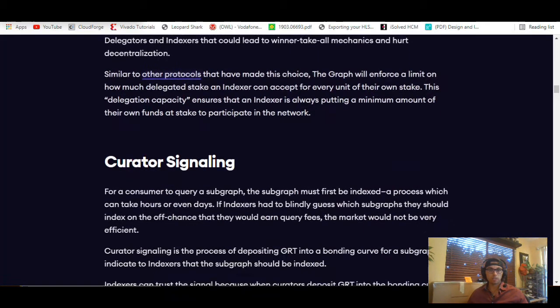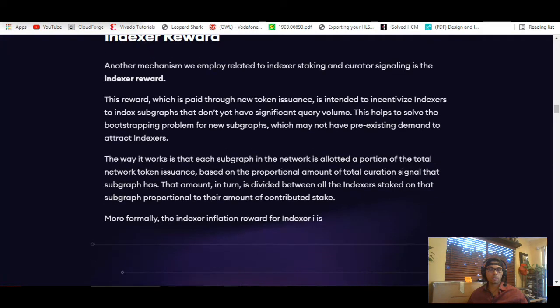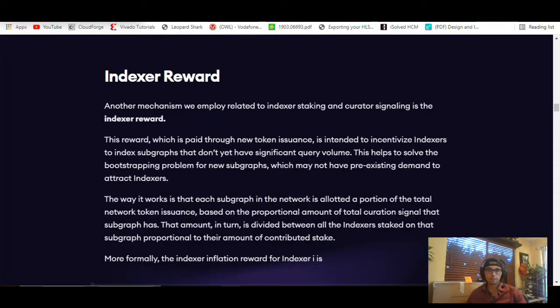Delegation, we talked about that. Curator signaling. Here's the bonding curve that I was referring to. On the y-axis, you see the price. You can mint shares at a certain price. So if you mint at the current price, then you're going to get current shares on this bonding curve here. Indexer reward. Here's the reward function for the indexer.